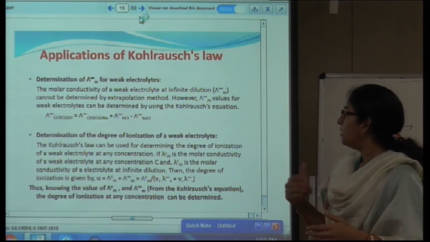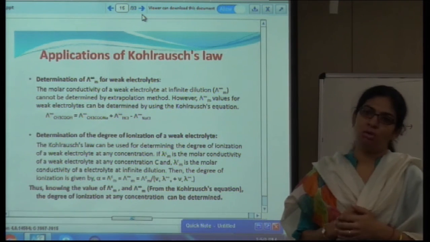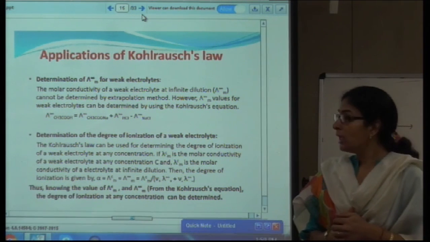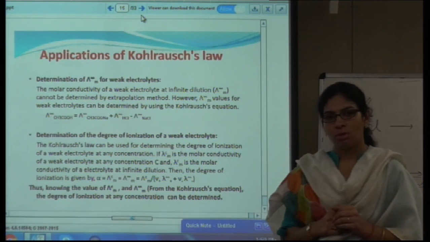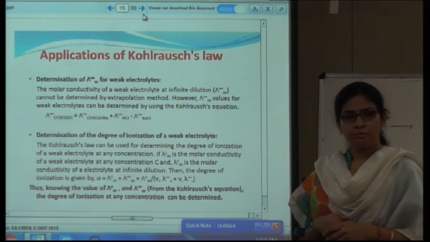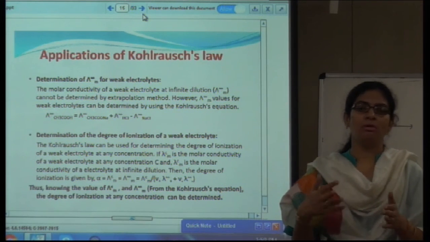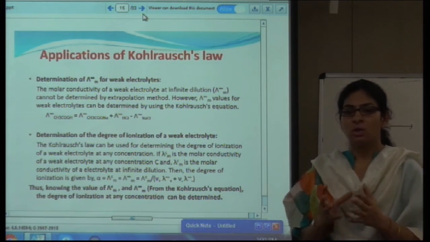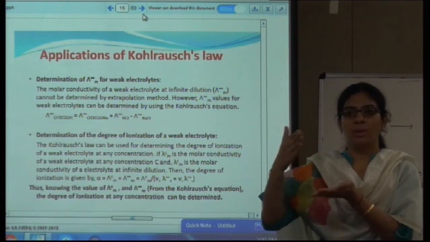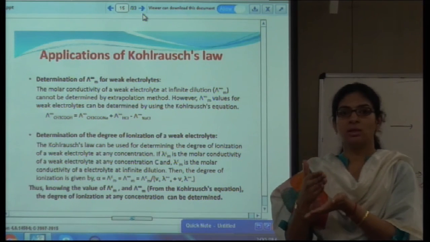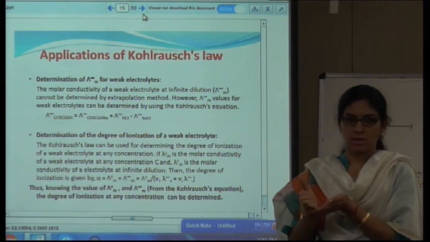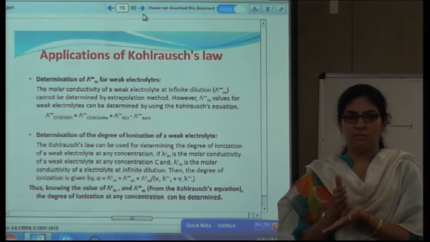This is the main application of Kohlrausch law, for which it was actually formulated, right? And then we have other applications of this law also. One is your degree of ionization. We've been talking about degree of dissociation, to what extent. How do you define the degree of dissociation? It means the extent to which any electrolyte is dissociated, right? It may be 100% dissociated if it is a strong electrolyte, but if it is weak, then we define it.